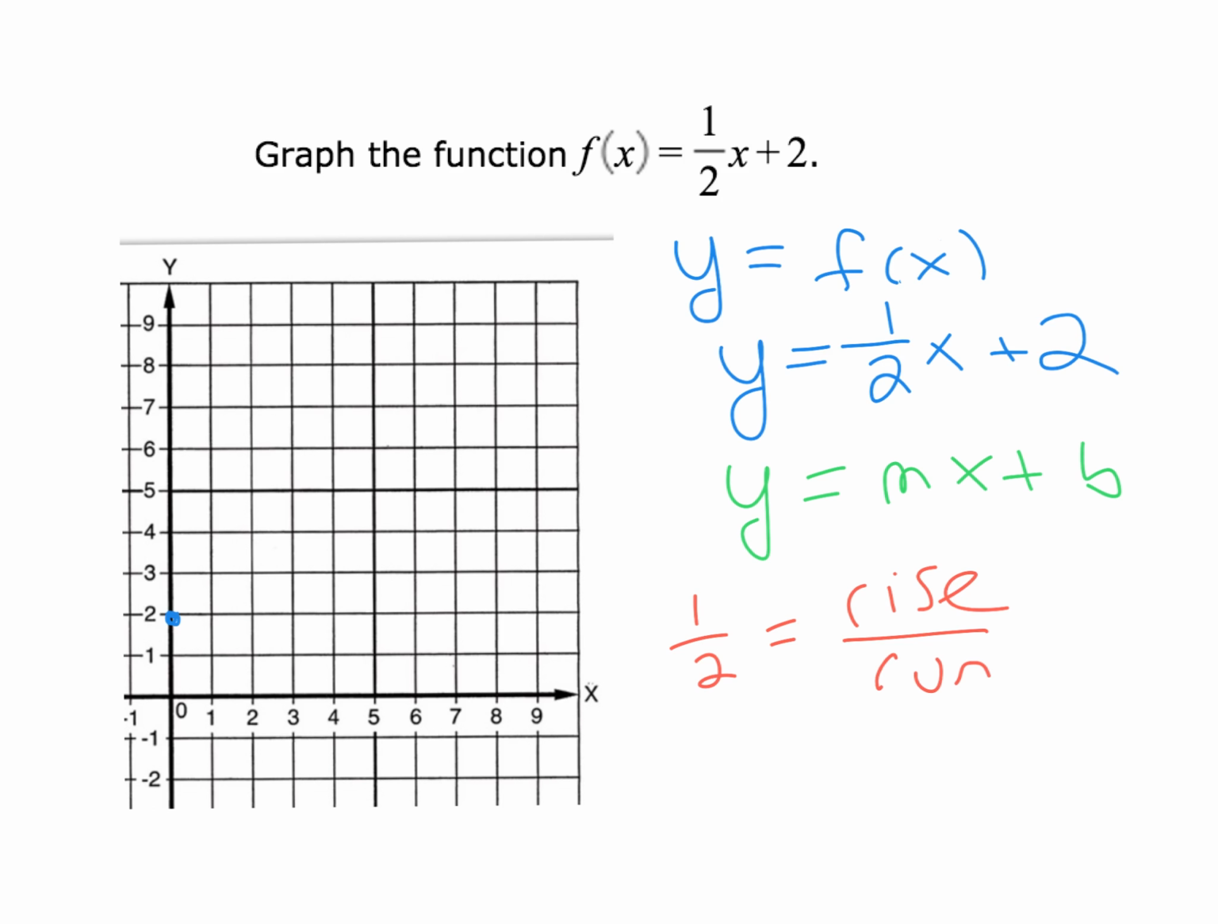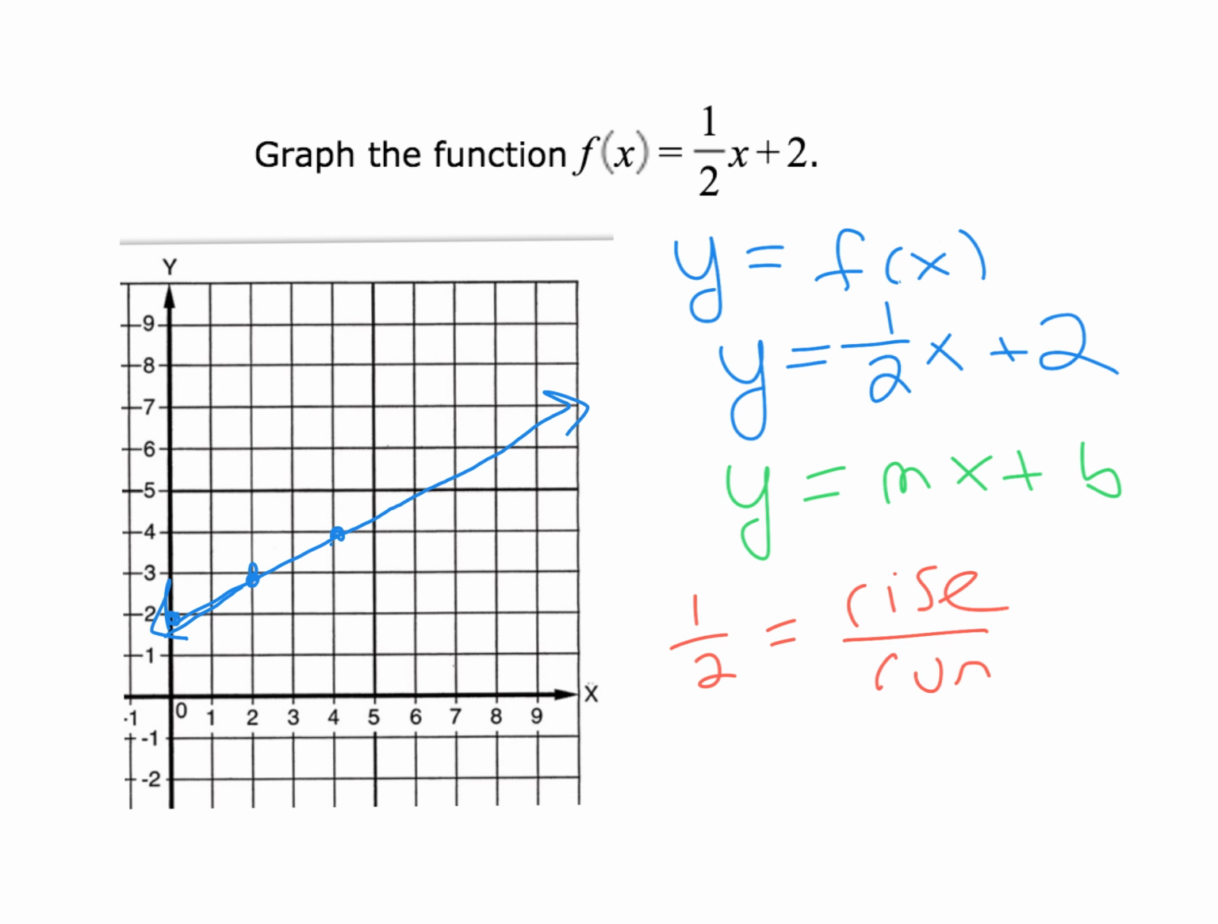So what that means is I go up 1, that's my rise, and then my run is 2. So it's going to give me a point, let's do it in blue, right there. And then again, rise 1, run 2, and a point right there. And then you can draw a line with that slope. Okay, so that's one way to do it.